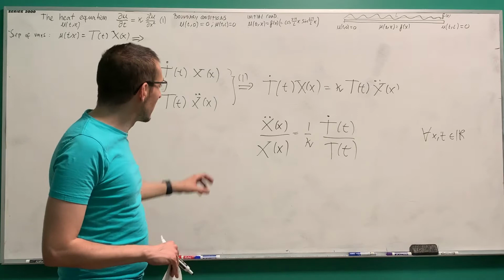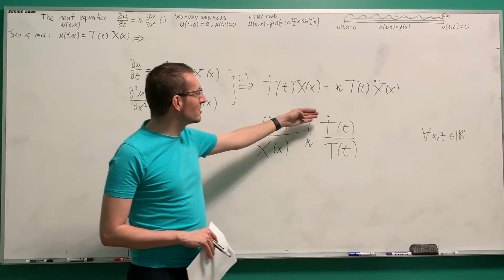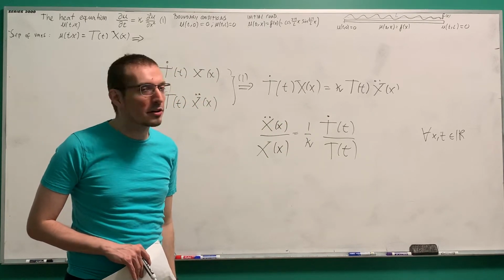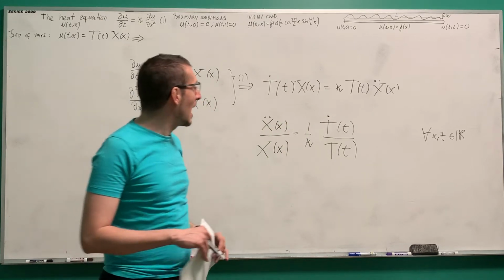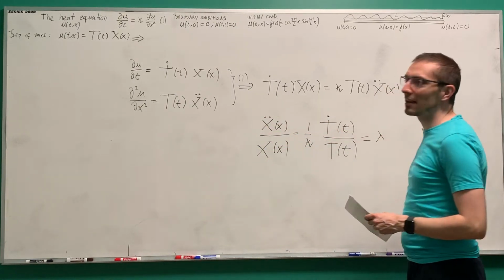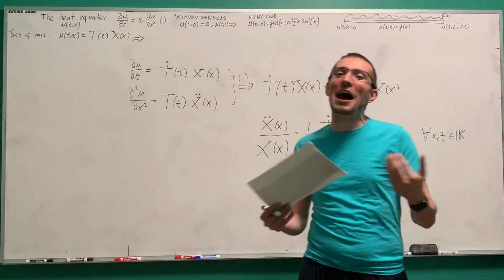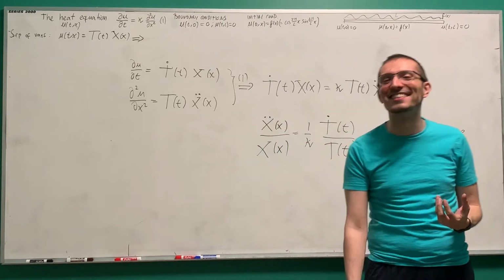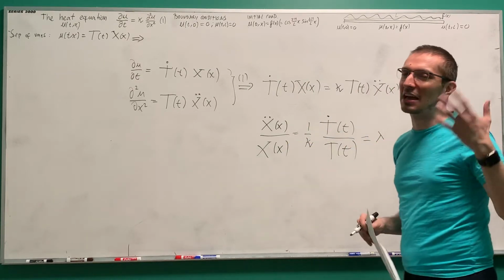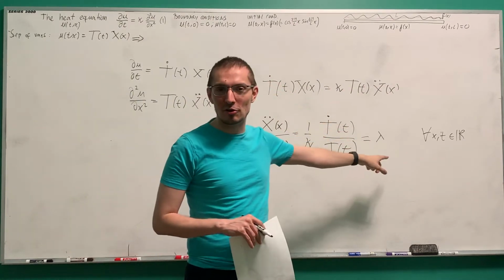All right? So that tells me the second derivative of x divided by x and the first derivative of t divided by t have to be constants, not functions of x or t. And we call that constant lambda. And that lambda, we're going to see that it corresponds to eigenvalues again. But we're going to call it the separation constant. Sometimes I may even say eigenvalues, but forget for now, and this is called a separation constant.